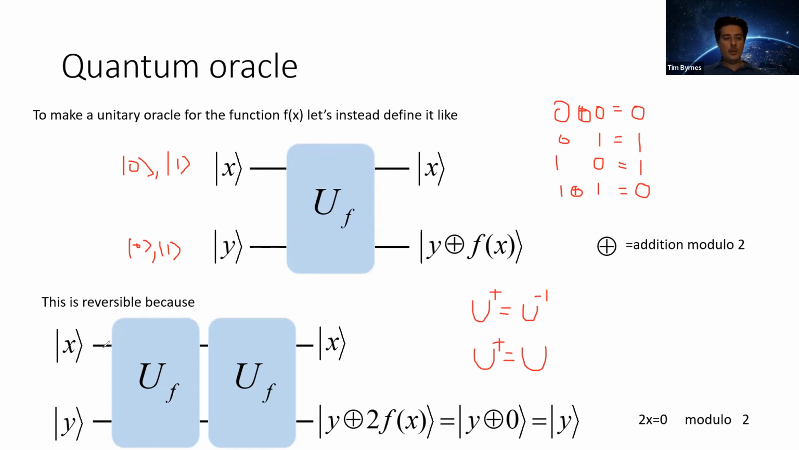So this x is going to be passed through all the way, because in this circuit, x just becomes x and nothing happens to it. So over here, of course, it's x, right? And over here, it's going to be y plus f of x, right? And then when you pass it through twice, what's going to happen is that this f of x is going to get added to this y twice.